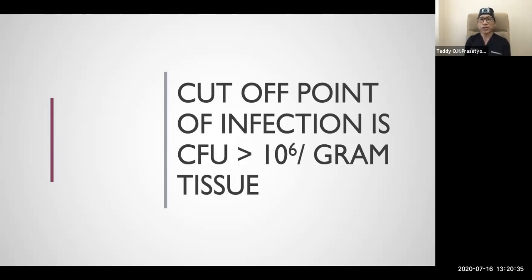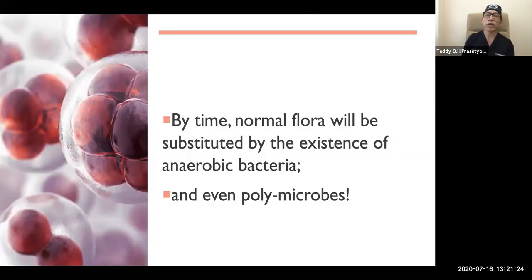So the cutoff point of infection is when you come to findings microbiologically that the colony forming unit is 1 million per gram tissue or 1 million per milliliter fluid. So you may base on your examinations of your tissue samples, but you need to convert it into gram tissue, or you may take fluid from the wound and convert it into milliliter to be able to have this 1 million colony forming unit. Then microbiologically, you may label the wound as infection or infected.